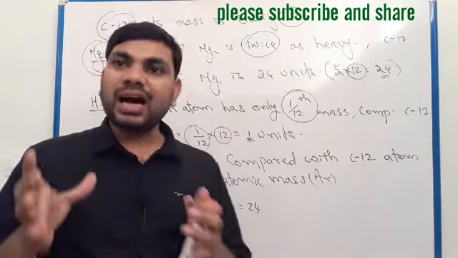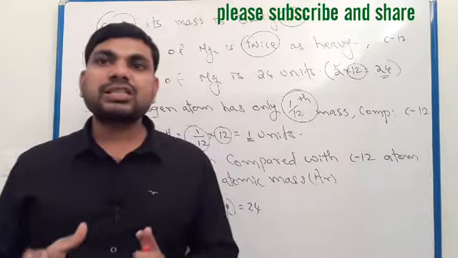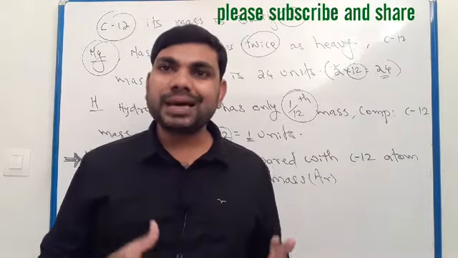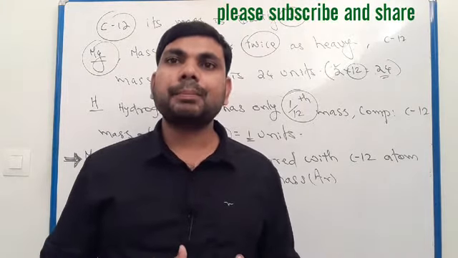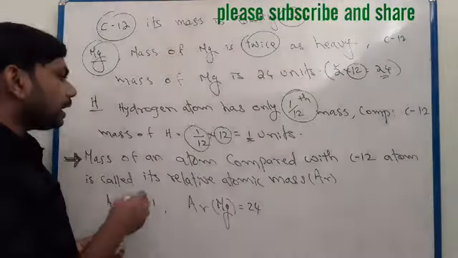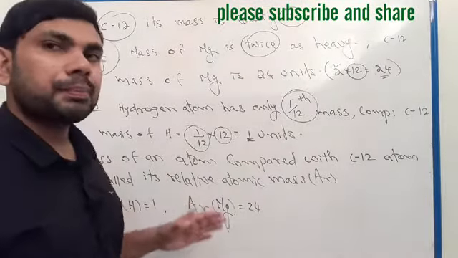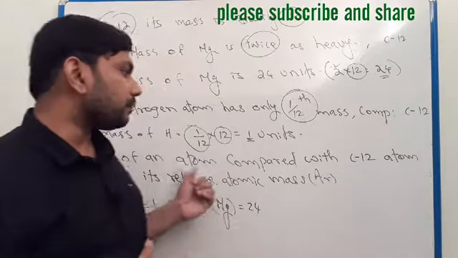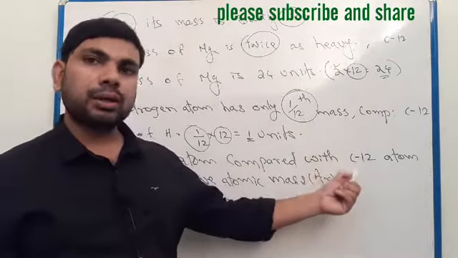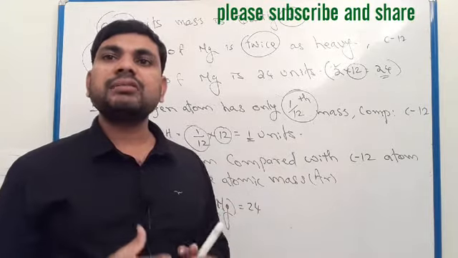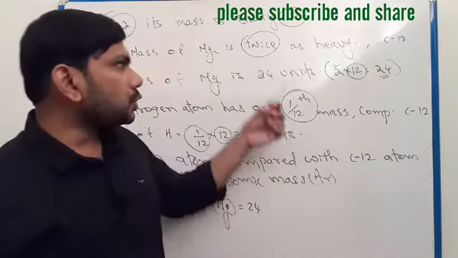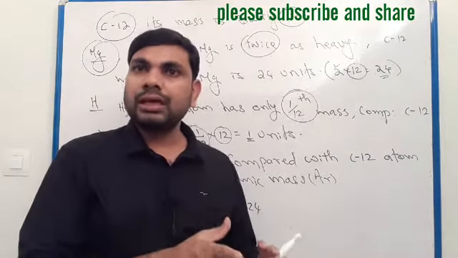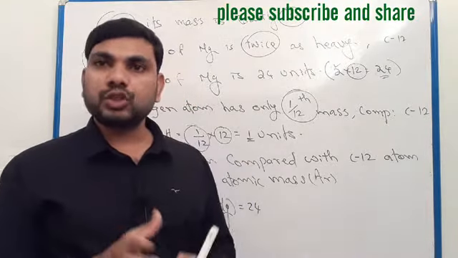The mass of an atom found with the help of carbon 12. This type of mass is called relative atomic mass. Relative atomic mass means the mass of an atom compared with carbon 12. So here we calculated the mass of different atoms by comparing with carbon 12. This mass is called relative atomic mass.